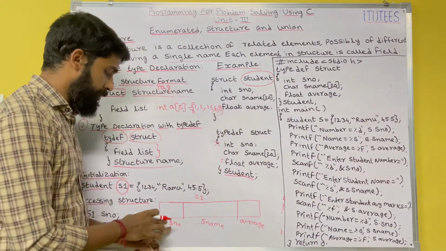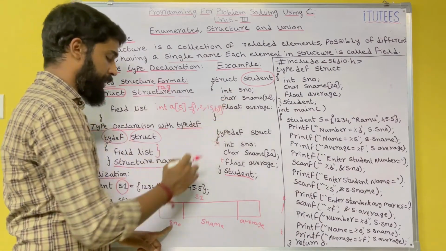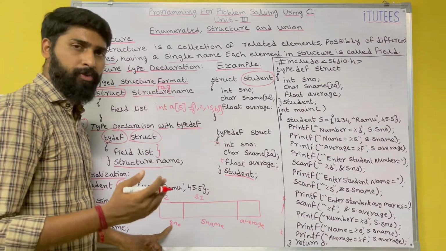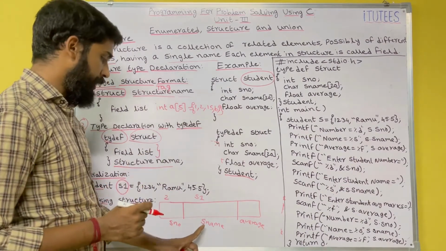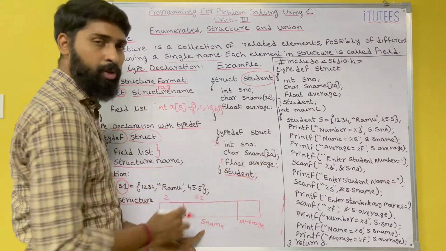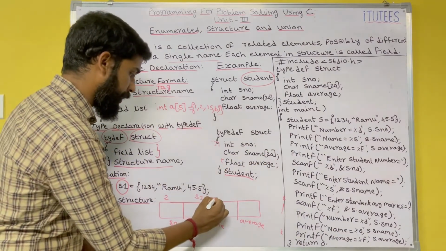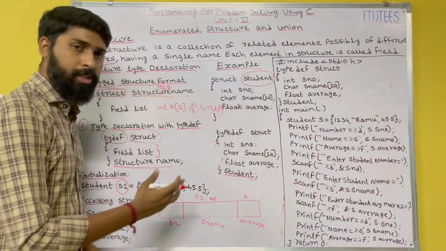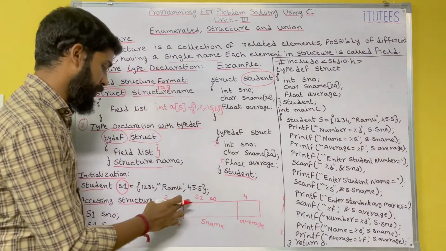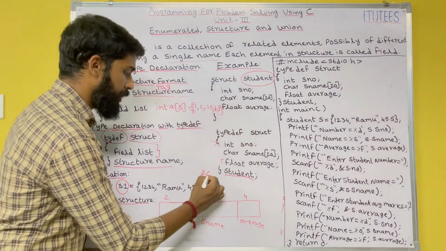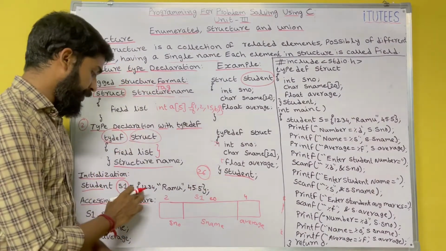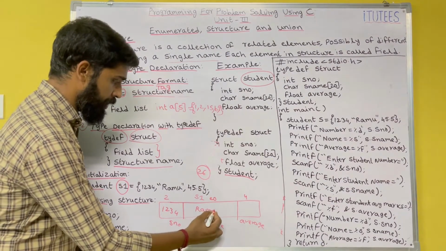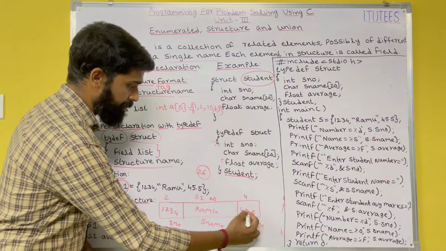Now you see student number is an integer, so 2 bytes. Let us assume integer is 2 bytes, float is 4 bytes, char is 1 byte, and s name is 20 into 1, so 20 bytes. Average is float, so it is 4. So what is the total size of the structure student? 22 plus 4, 26. s1 equals 1, 2, 3, 4 and Ramu, and average 45.5.